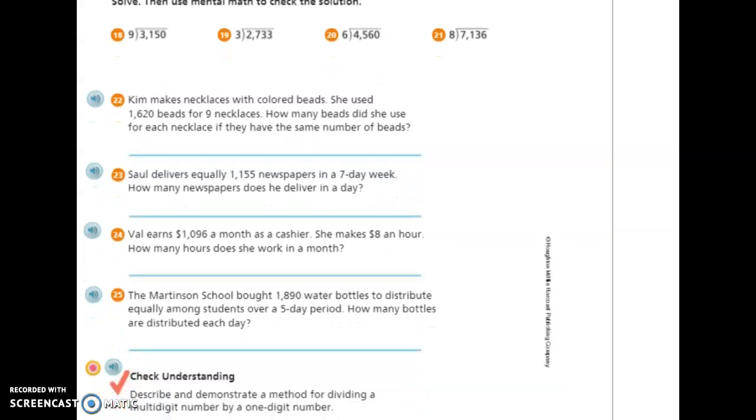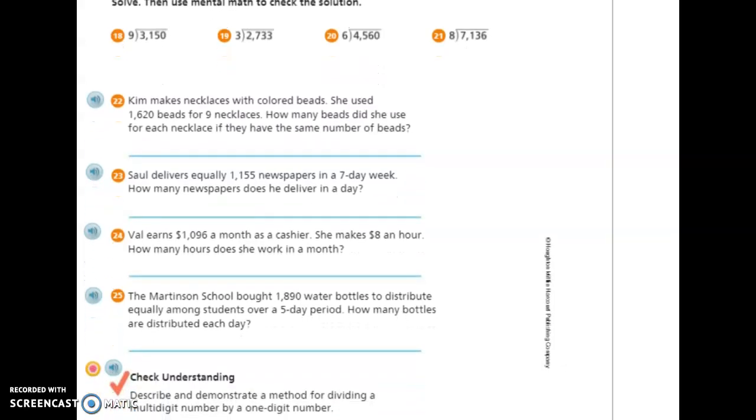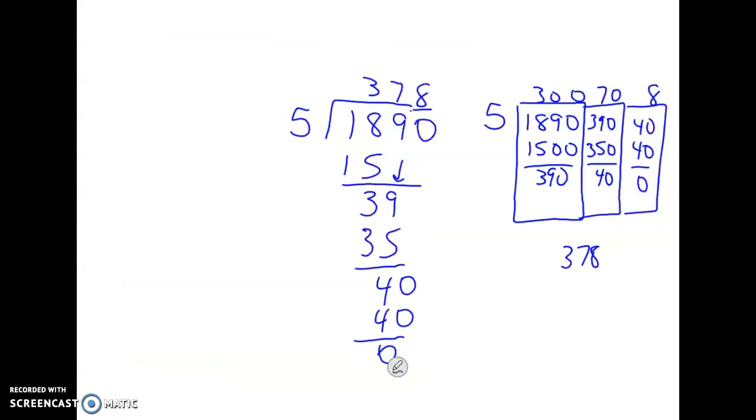Let's try number 25. The Martinson School bought 1,890 water bottles to distribute equally among students over a 5-day period. How many bottles are distributed each day? Go ahead and try that. Maybe it'll have a remainder, maybe not. See how you do. All right, it comes out exactly. Sorry, my handwriting's a little bit messy, but it should be 378. Okay, so look and see where you went wrong.